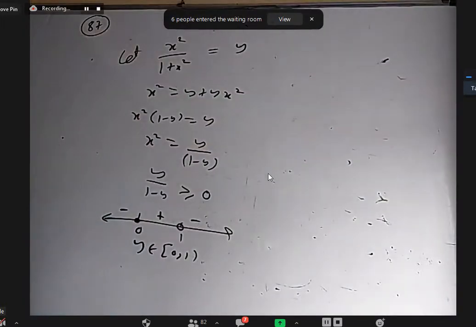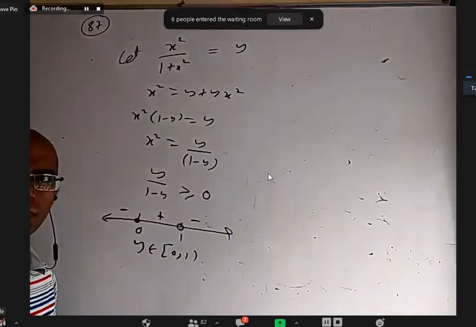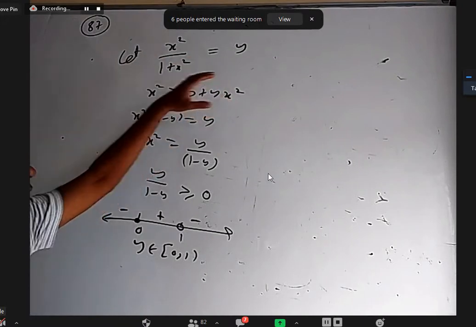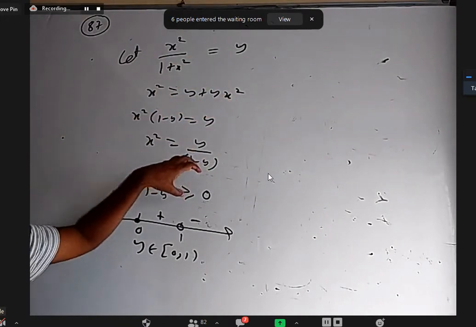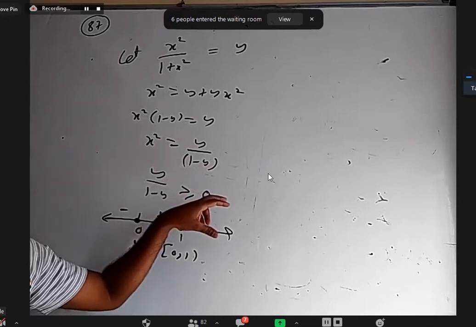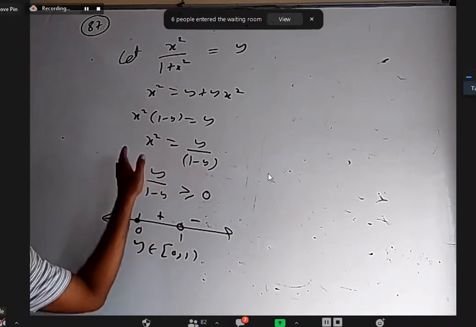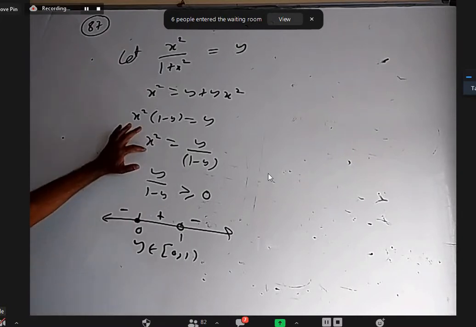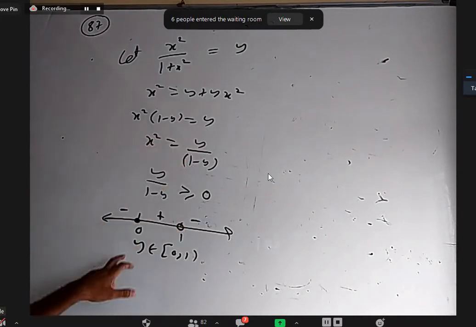Okay, so one of the common methods, maybe it may not be applicable for all questions, is we take the given function equal to y, and try to find for what values of y the function in terms of x will be defined. So if you want a solution for x, this should be positive. Based on that, we are ready.